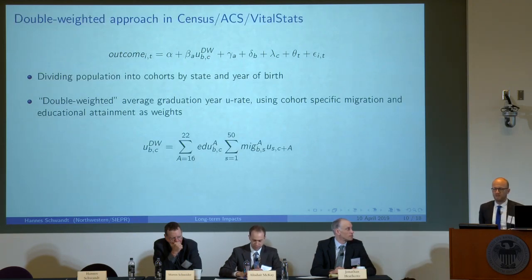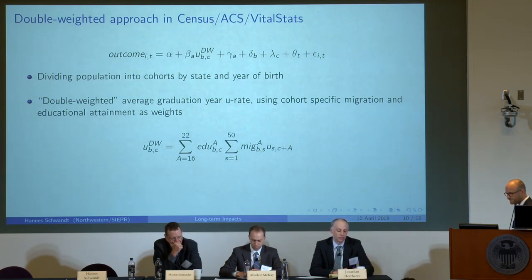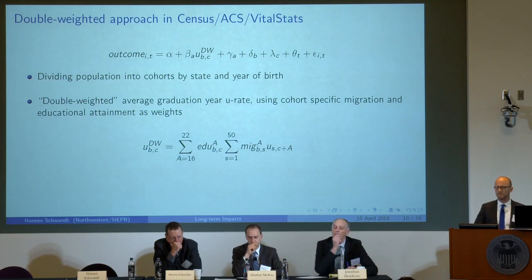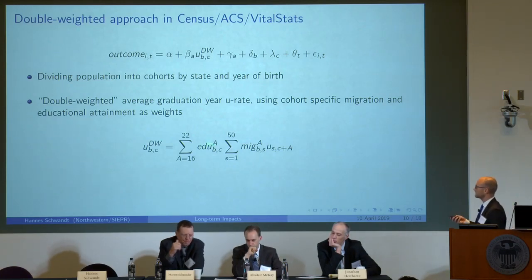So what we do in the census, in the ACS, and the vital statistics mortality data is exploit that we have information on people's state of birth. And what we're doing is that we divide the entire population into cohorts defined by their state and by the year of birth. And then we create a graduation year unemployment rate that we call the double-weighted average graduation year unemployment rate, which uses migration rates and educational attainment rates that are specific to the state and to the cohort as weights to construct this average rate.